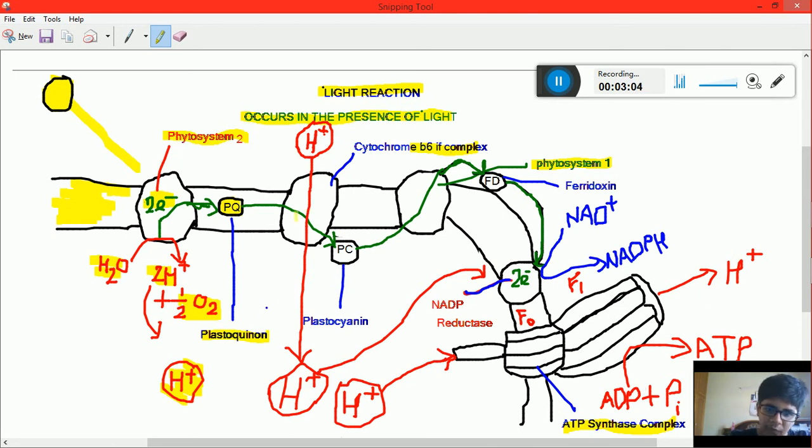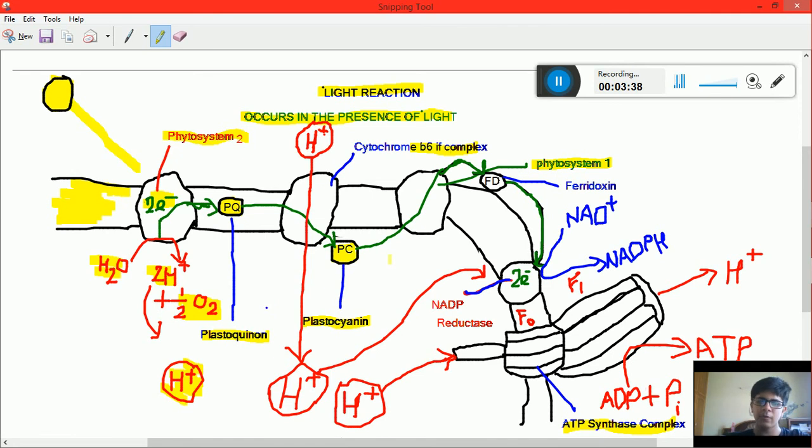In the B6F complex, the electrons are transferred to plastocyanin or PC. Why are we transferring it to plastocyanin? This is because, as I have told you, plastoquinone can flow only through the membrane, whereas plastocyanin can also flow inside the thylakoid. So we need to transport it to plastocyanin so that it travels inside the thylakoid. Plastocyanin is similar to plastoquinone, with only a little difference, and it is basically a protein carrier that carries electrons to photosystem 1.